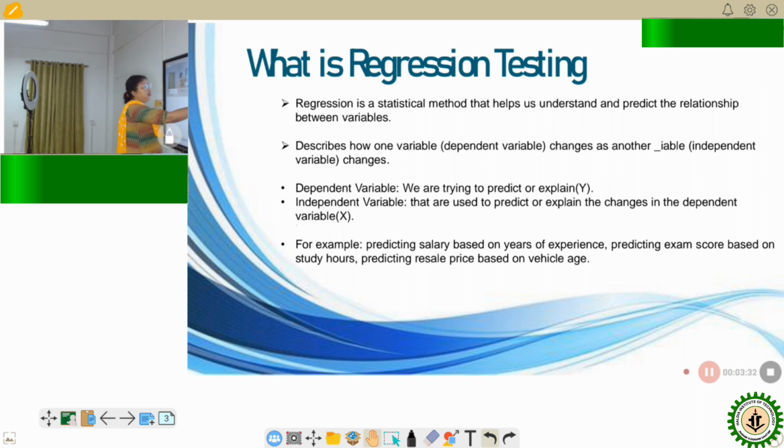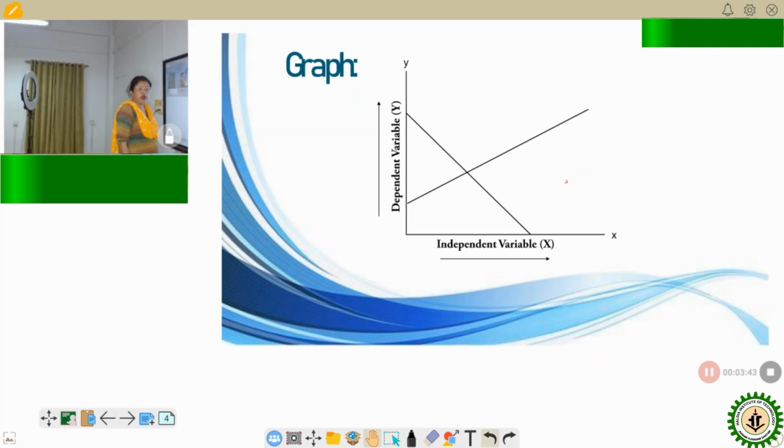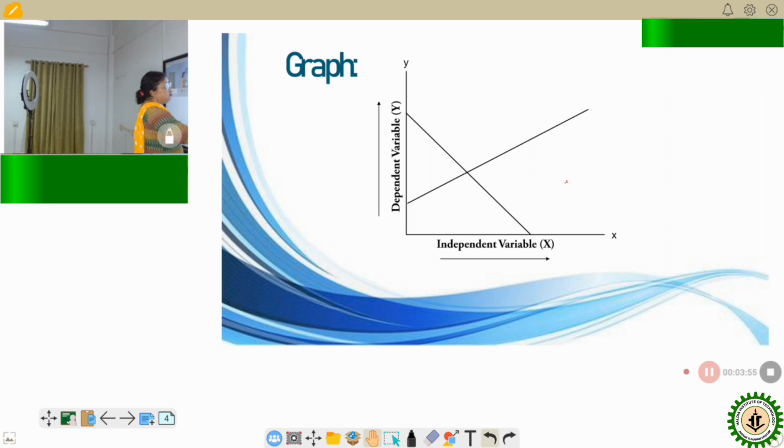The dependent variable is what we are trying to predict or explain. Graphically, we represent the independent variable on the x-axis and the dependent variable on the y-axis. If x increases and y increases, then it is a positive regression. If x increases but y decreases, then it is called negative regression.